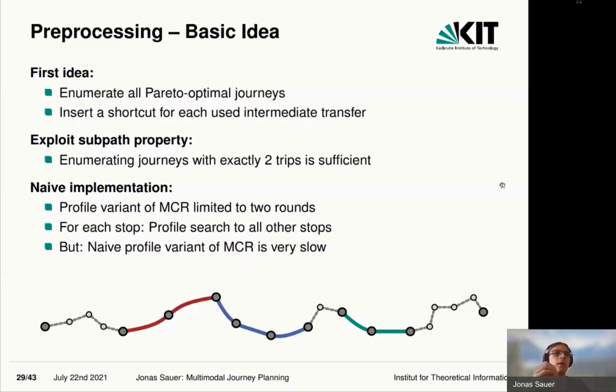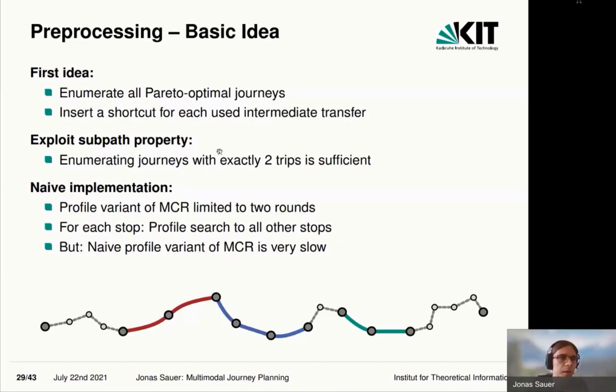But we can start from that point and then slowly try to add some optimizations onto that, so we don't have to do quite as much work. And the first insight which we can use is we can exploit the so-called subpath property, which is that subpaths of optimal paths are also optimal, at least if you restrict the selection of subpaths that are allowed.